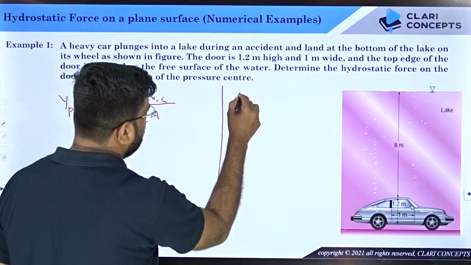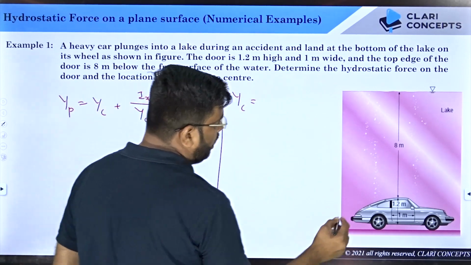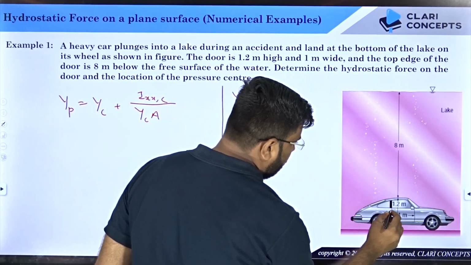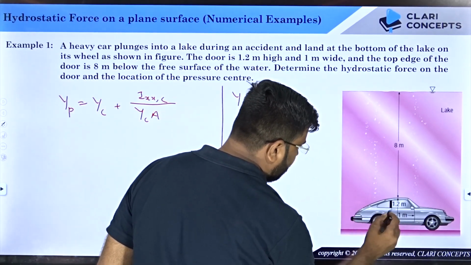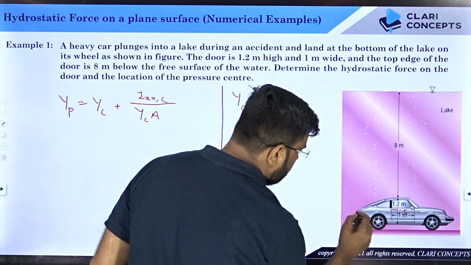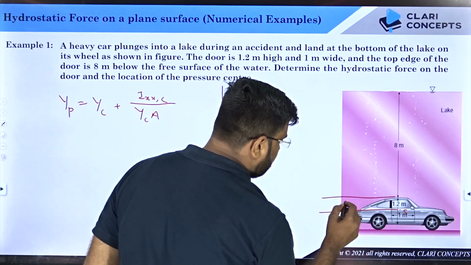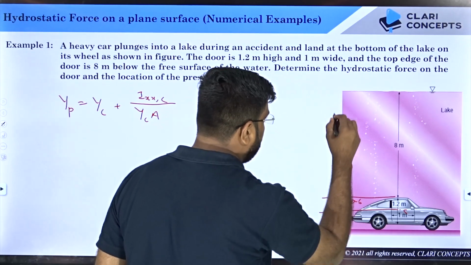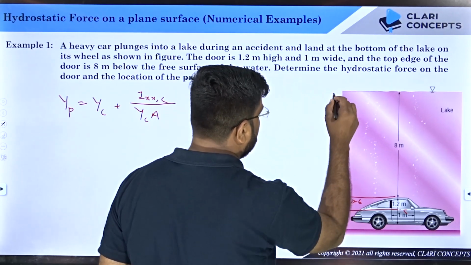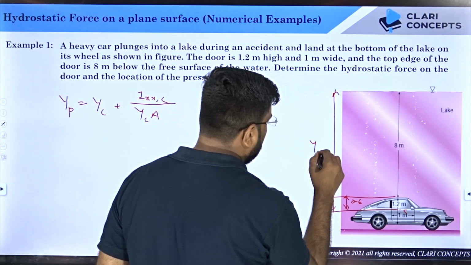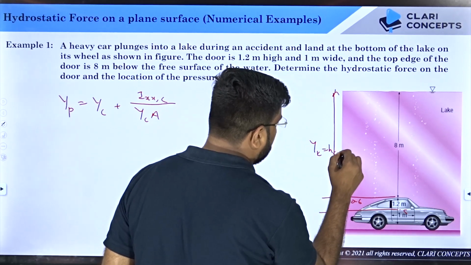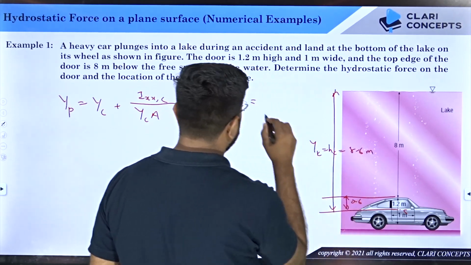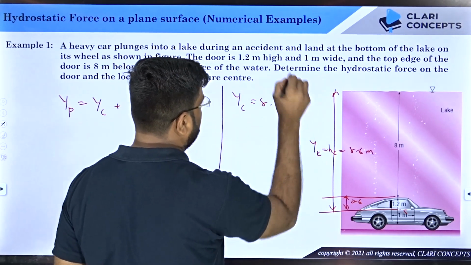Firstly, what is Yc? We have calculated the vertical distance directly, which was hc. 1.2 meter is the height, so you can say C is somewhere over here. So this is 0.6 and this is 8. So the total distance of Yp, or you can say hc, both of them are one and the same. So Yc or hc, they are both 8.6 meters. So Yc is 8.6 meter.